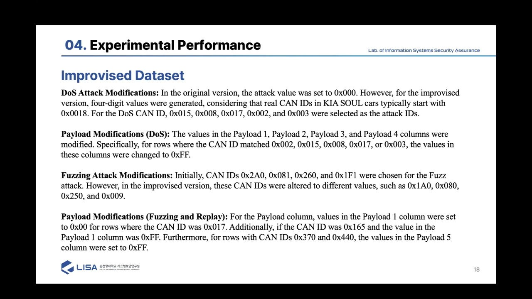for rows where the CAN ID was 017. Additionally, for rows with the CAN ID 165 the payload 1 value was FF, and for rows with the CAN ID 370 and 440, the values in the payload 5 column were set to FF.